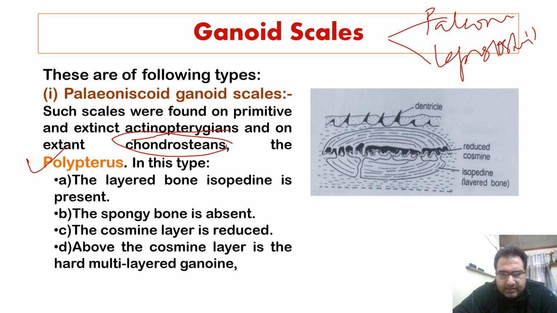It has the isopedine layer present, but the spongy bone is absent here. In the case of the ganoid scales, the vascular layer, but in this very case spongy bone is absent. The cosmine layer is a reduced cosmine layer, and above the cosmine layer is multi-layered ganoine in the case of the ganoid scales. And it is because of the ganoine that it lends a lustrous sheen, that is, shining. It is because of the ganoine that these scales do shine in these kinds of fishes.